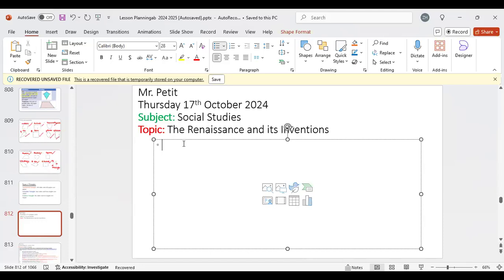But the Renaissance brought with it many inventions. So let's start with that. Write this down for me, please. The Renaissance brought with it many new inventions.